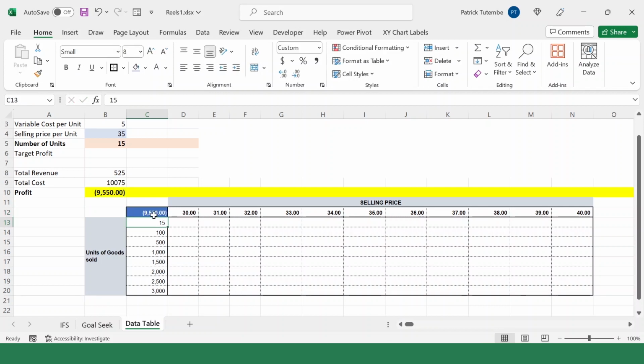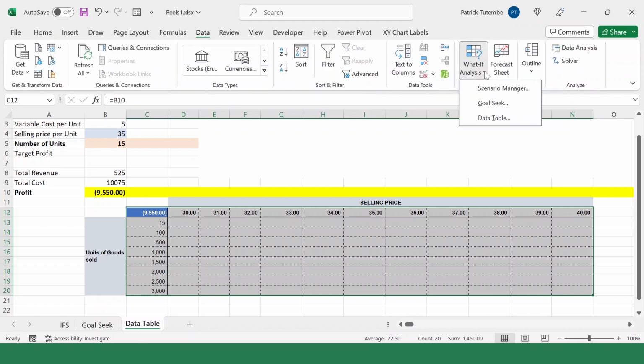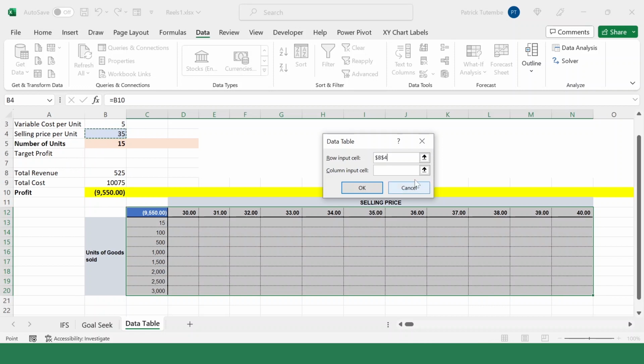With that done, you highlight your table from this intersection cell up to the last cell, and then you click on the data tab and you go to what-if analysis and you click on the data table. The data table asks you, what is your row input cell? Our row is the row input, and the row has the selling price. The selling price is in cell B4. And then it asks you, what is your column input cell? The column inputs in our scenario are the units sold, and the units sold are in cell B5 in our computation.